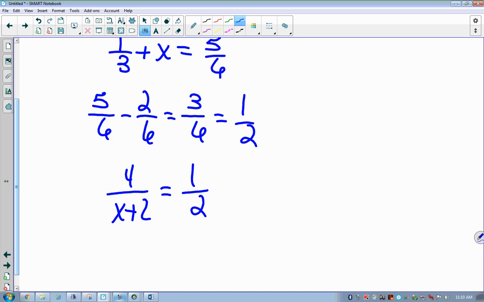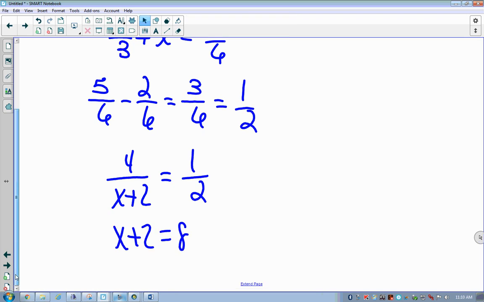4 over what equals 1/2? 8. So I know this, and you could do this as a proportion where you're doing 4 times 2 equals x plus 2 times 1, and you would still get 8, right? So x plus 2 equals 8, correct? All right, so what does x equal? x equals 6, because 6 plus 2 is 8. 4 over 8 is 1/2.